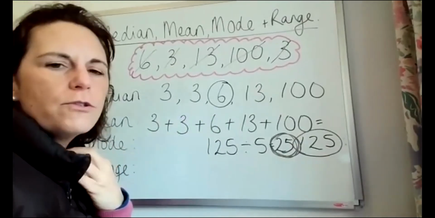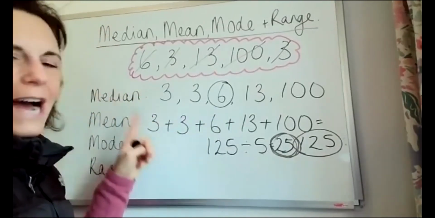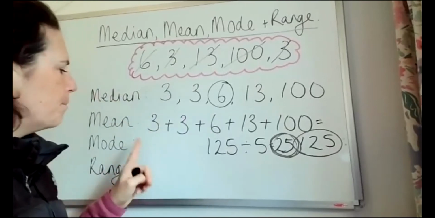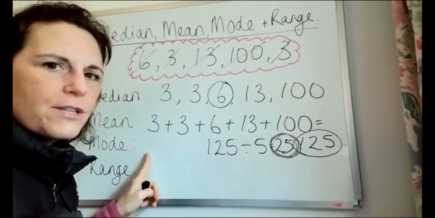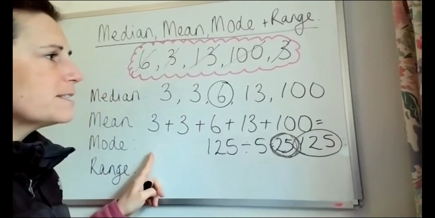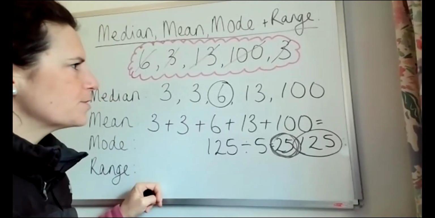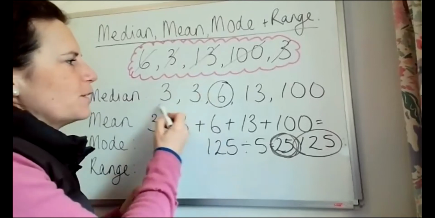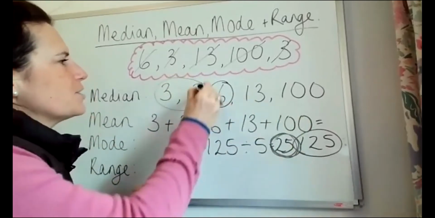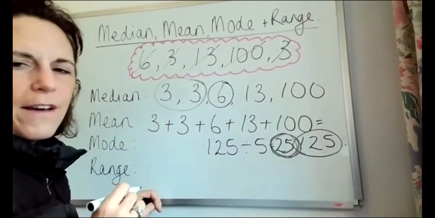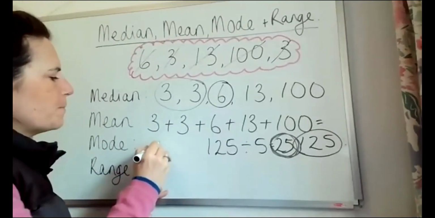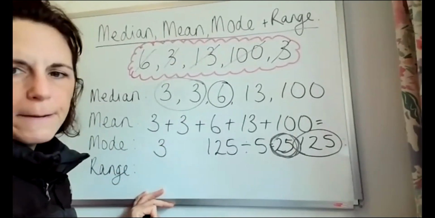Now, hey diddle diddle, the median is the middle. You add and divide for the mean. The mode is the one that appears the most. Now, this simply means which one appears the most. Nice and easy. If we look at these numbers, we can see that these two are the same. Therefore, we've got two 3s. So the one that appears the most is 3.